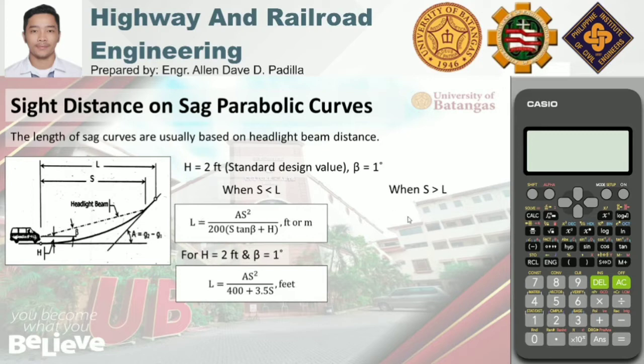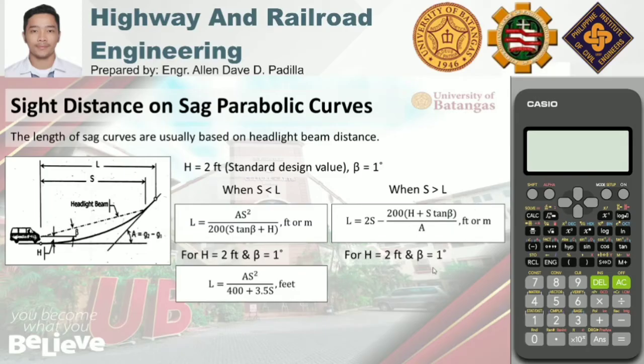And then for when S is greater than L, we have L equal to 2S minus 200 multiplied by H plus S tangent beta, divided by A. So it's either feet or meter. That is the general formula. And if we apply the standard design value for H is equal to 2 feet and beta is equal to 1 degree, this is the formula: 2S minus 400 plus 3.5S divided by A, and that is in feet.